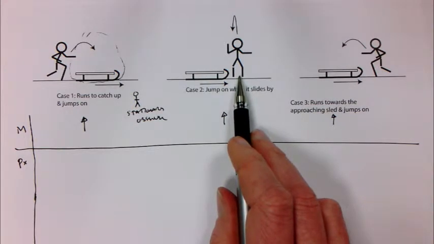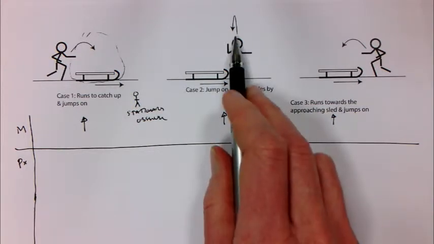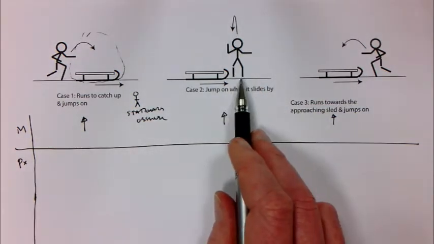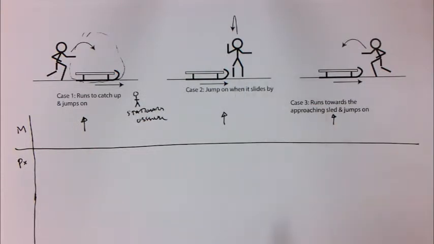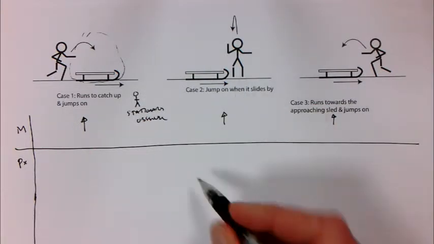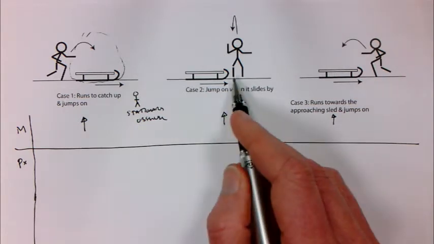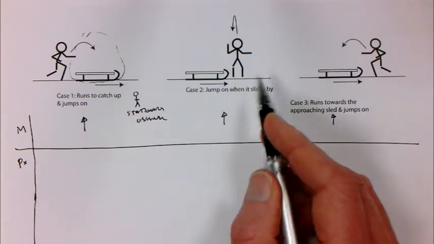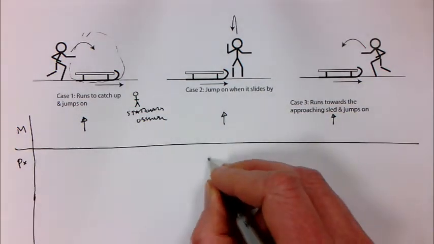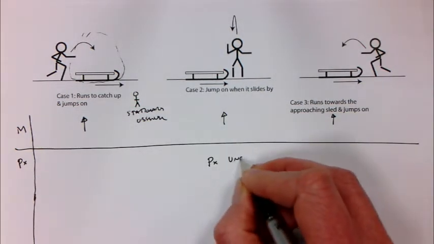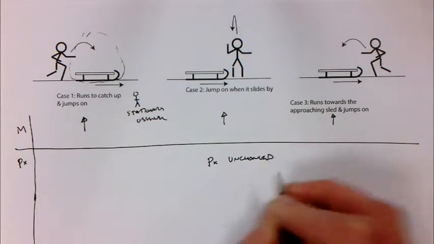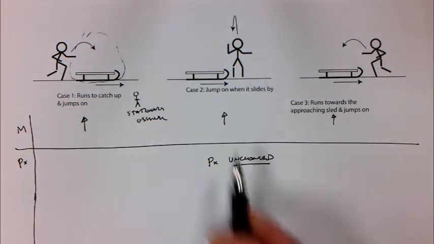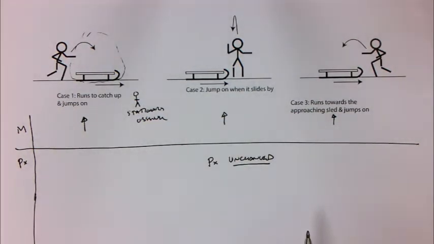Maybe we'll talk about case 2 first. When this person jumps up and jumps on, they cross the system boundary carrying no momentum in the x direction. And so both before and after the person has entered the system, the momentum in the x direction is the same. So p sub x is unchanged in case number 2.